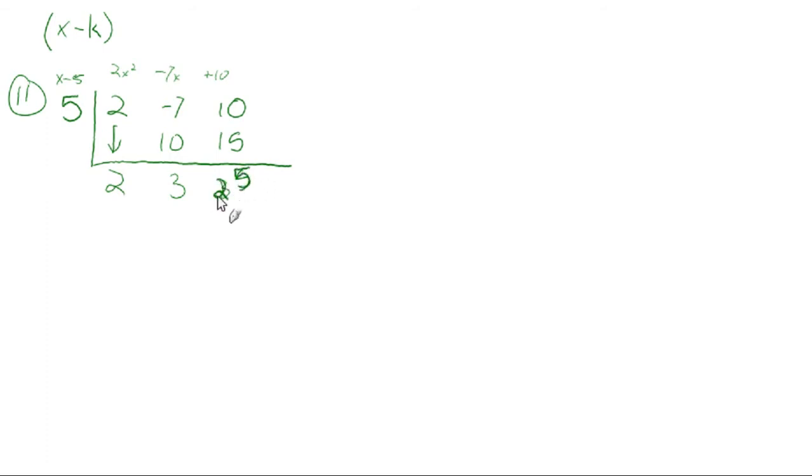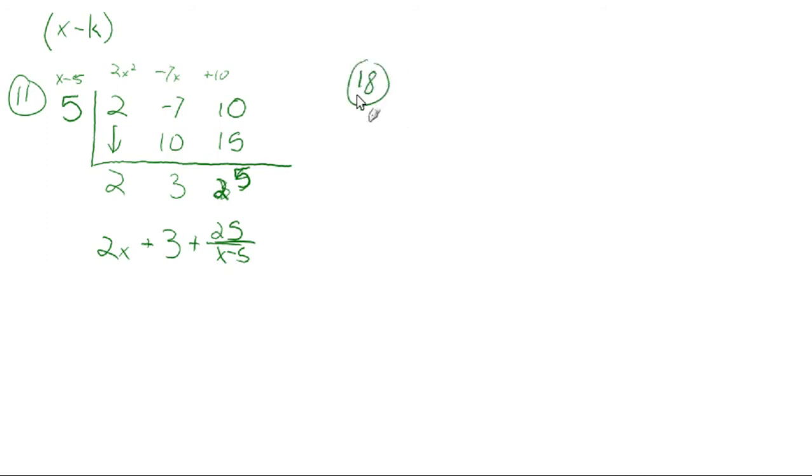Whichever you want. So the result is, we got the remainder of 25 over x minus 5, just like we did with long division. And we have a constant next. That's positive 3. And now we have an x term, so we have 2x. 2x plus 3 plus 25 over x minus 5. That's the result of the long division.